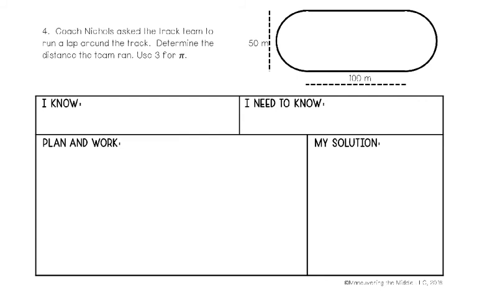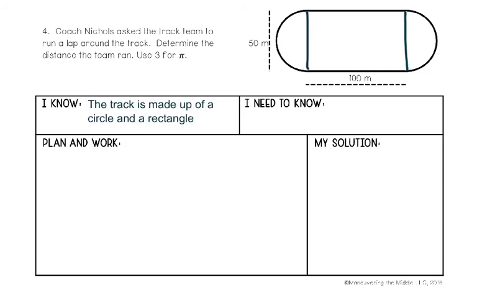This one says, Coach Nichols asked the track team to run a lap around the track. Determine the distance the team ran and use 3 for pi. So the one thing we want to note is that this is not a perfect circle shape. This is an oval shape. And actually, if you look at it, it's kind of made up of 2 semicircles like this. It's got a half circle here and a half circle here, and then a rectangle here.